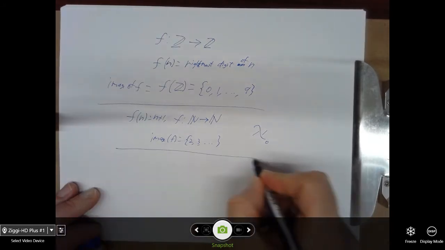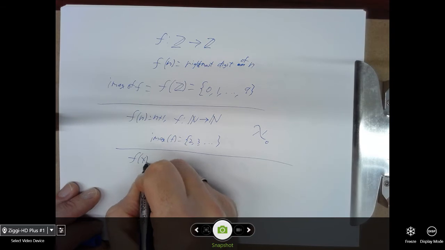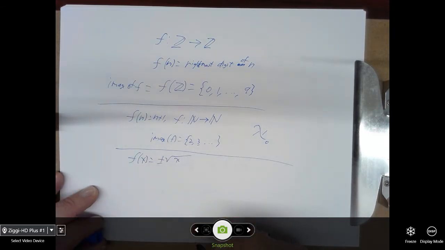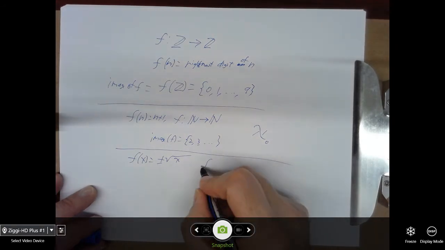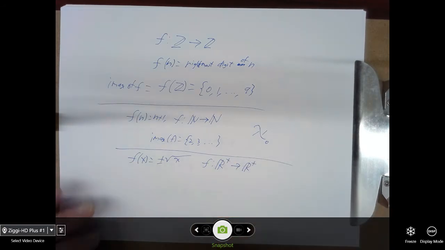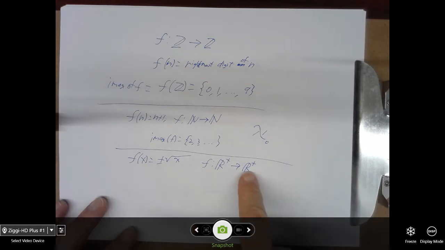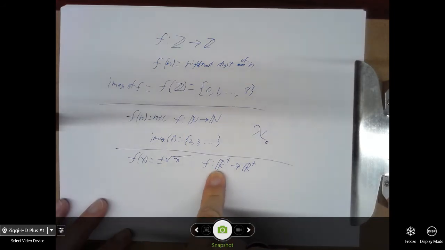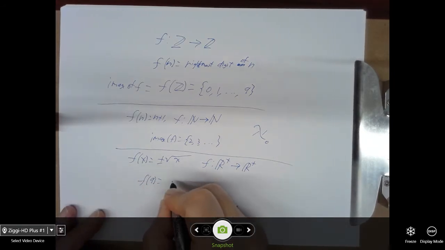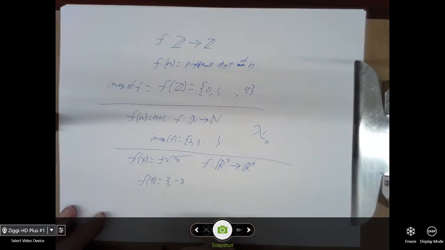So f of x equals plus or minus square root of x, and let's just go from positive reals to positive reals. It's technically not a function, because for a function we need to associate exactly one element in the codomain to each element in the domain. And f of 9 is equal to 3, and it's also equal to negative 3. That's not a function.